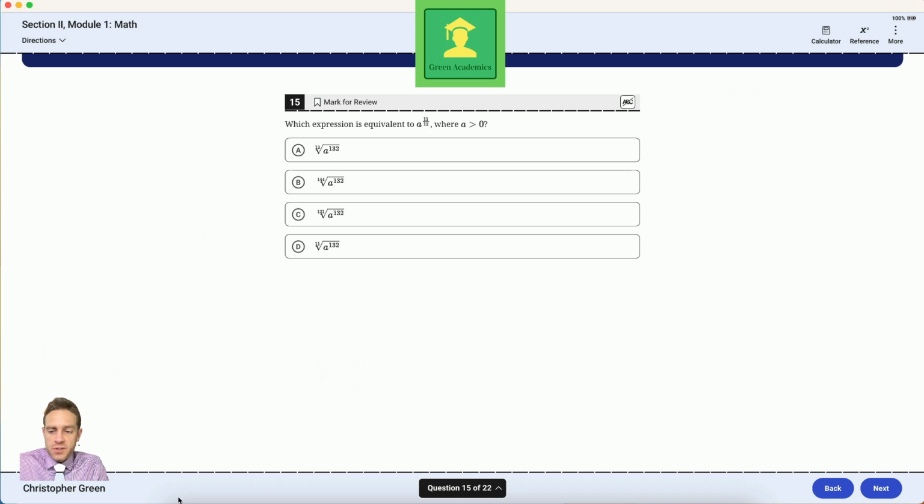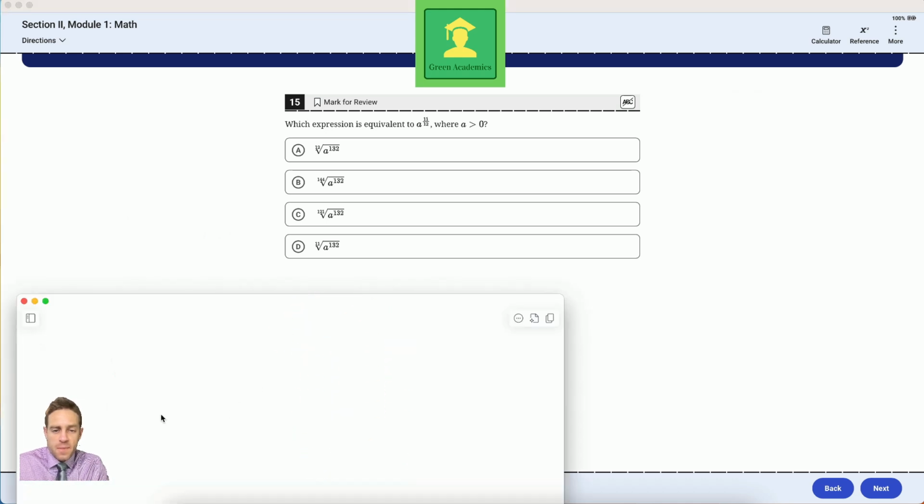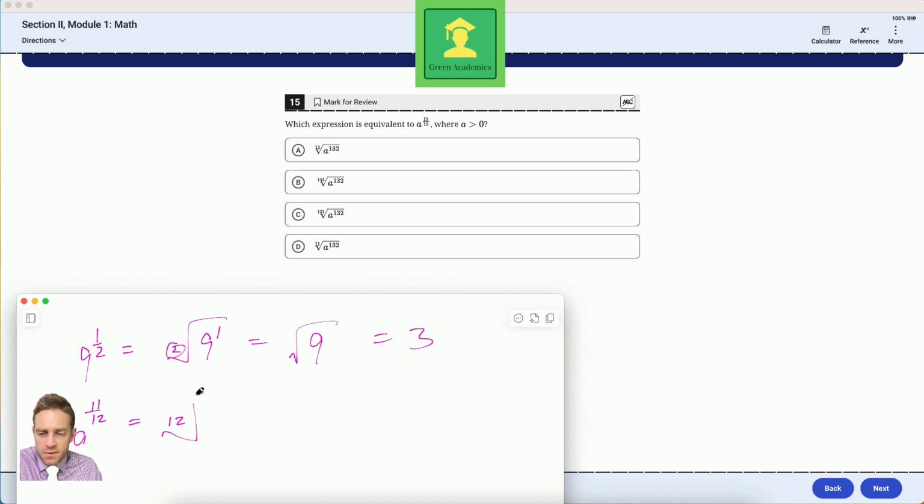Which expression is equivalent to a to the 11/12ths? Well, this is about the rules of fractional exponents. So in general, for example, 9 to the 1/2 is the second root of 9 to the first. But by default, if you have a 2 in the nook of the radical, you don't write it. So that's just this. So the meaning of a to the 11/12ths is the 12th root of quantity a to the 11th.